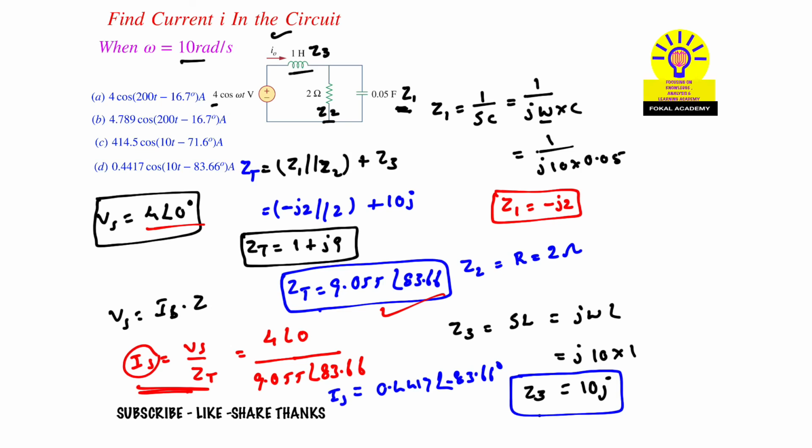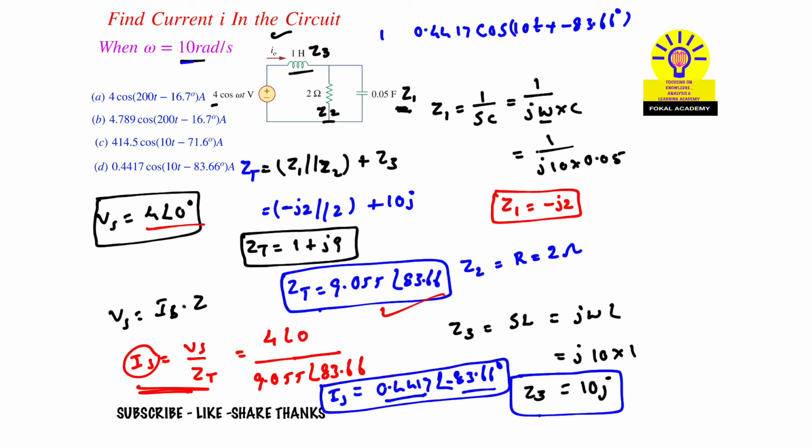It is the current. But in the options, it was given in cosine form. So here the current amplitude is 0.4417 cos of omega t, where omega is 10, t plus phase angle minus 83.66 degrees. So this is the current in cosine form. So from the options, option D is the correct option, and this is the process simplification.